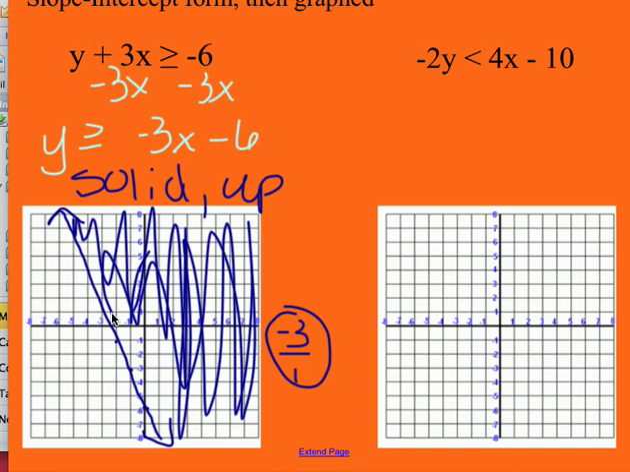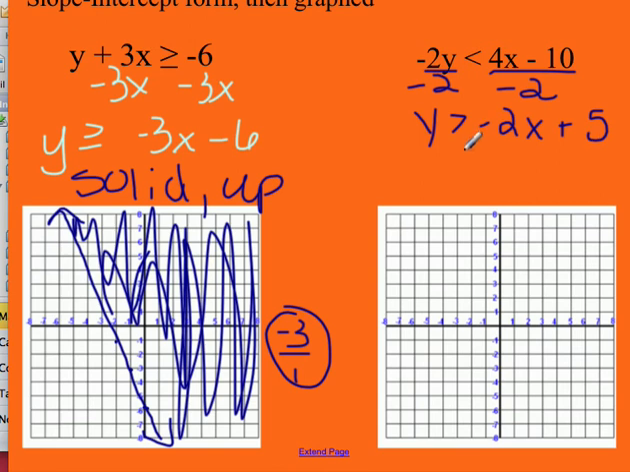Last but not least, let's take a look at this last one. So we need to solve for y. I'm going to divide both sides by -2. With inequalities, when I'm dividing by -2, I need to flip my inequality symbol so it's facing the other direction. 4 divided by -2 is -2, and then x. 10 divided by -2 is going to become a +5.